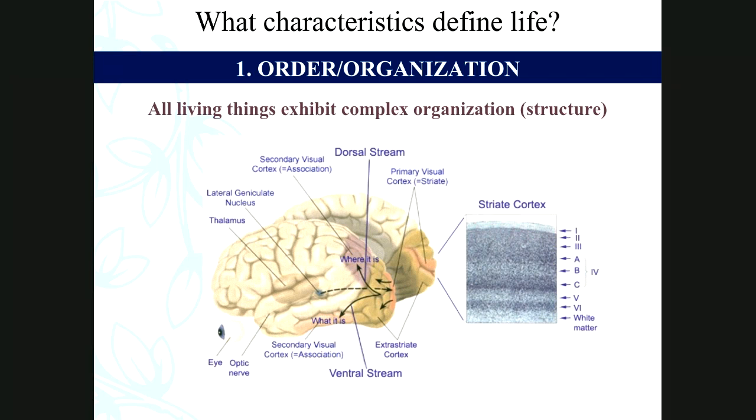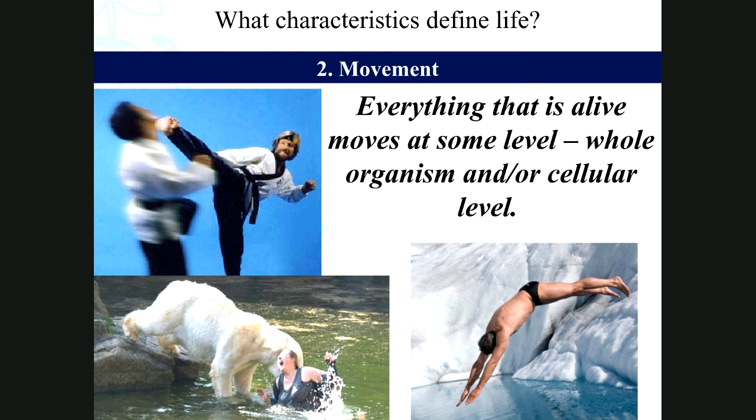So the first one is organization. So all living things have complex organizations. The brain, as we will learn, is very, very complex, organized in compartments that control specific functions. Movement, everything that is alive moves to some level, either the whole body movement or on a cellular level.